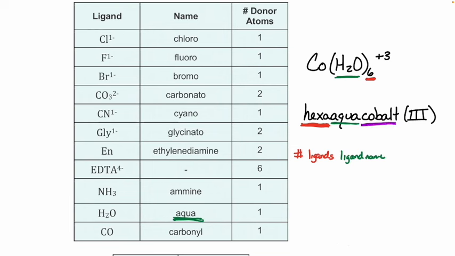This is cobalt because that's my transition metal. And then lastly, the three in the name corresponds to the oxidation number of that metal. In this case, because water is a neutral ligand, it matches the charge of my complex, but remember, that's not always the case. So what's in your name is specifically not the charge of the complex, but the oxidation state of your transition metal.